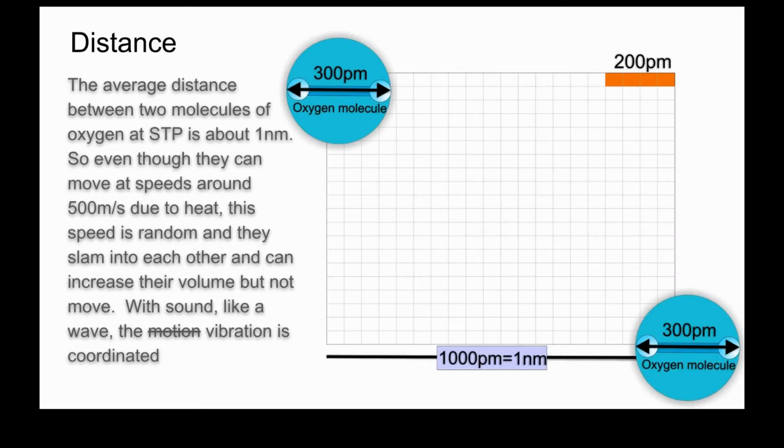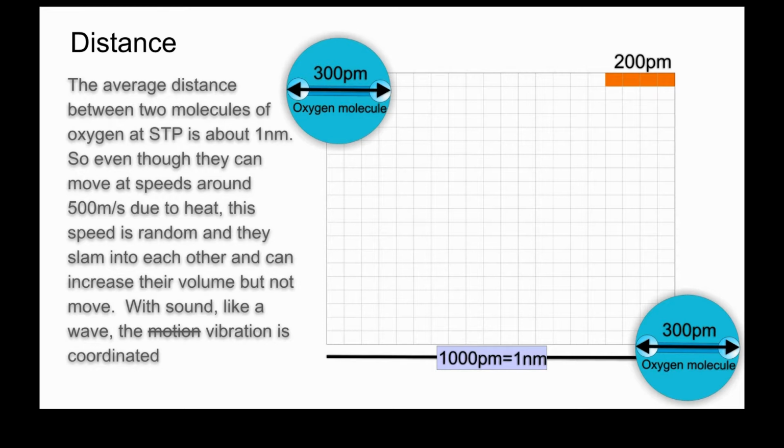Amongst the other things that confuses people is why don't hot liquids suddenly decide to move in one direction? Remember, the molecule motion is random. The average spacing between 2 oxygen molecules is about a billionth of a meter, a nanometer, at STP, which is standard temperature and pressure, what you're sitting at right now. So even though these oxygen molecules can move at 500 meters a second due to heat, it's a random motion. And they're not going to get very far because that's roughly the spacing between them compared to their size.